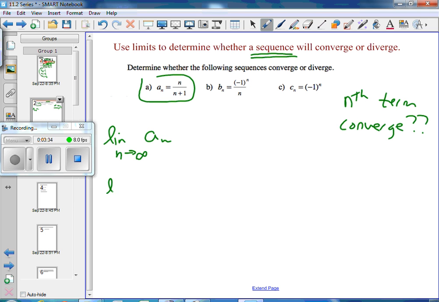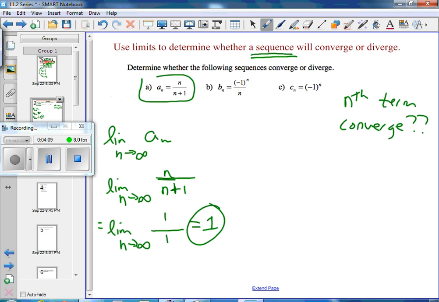So we replace a sub n with n over n plus 1. And we say, does this converge? Does it not converge? Well, if we put infinity into the top and infinity into the bottom, we get infinity over infinity, so we could use L'Hopital's rule and take the derivative of the numerator and denominator to get 1 over 1. That's, again, using L'Hopital's rule. And we see that as n gets close to infinity, our value gets close to 1. So that implies that this converges.